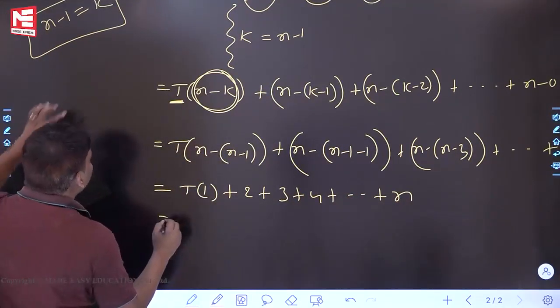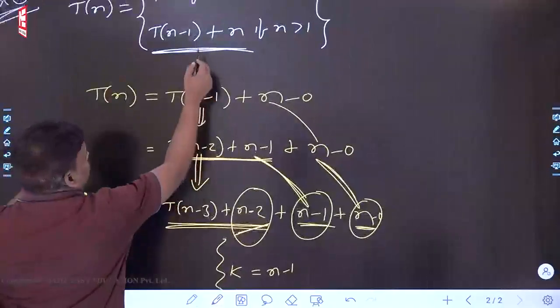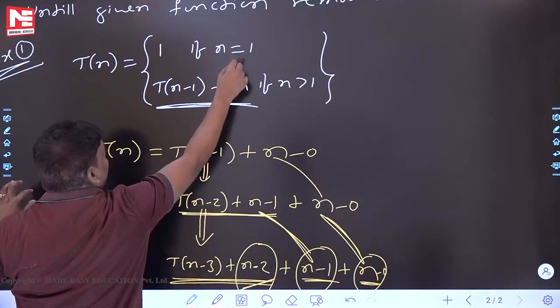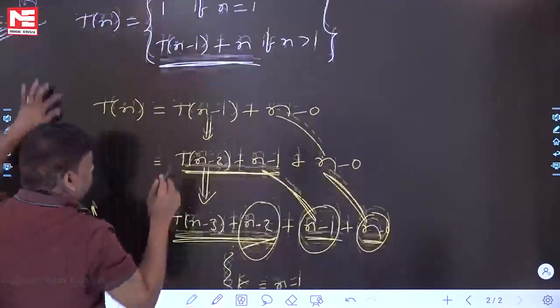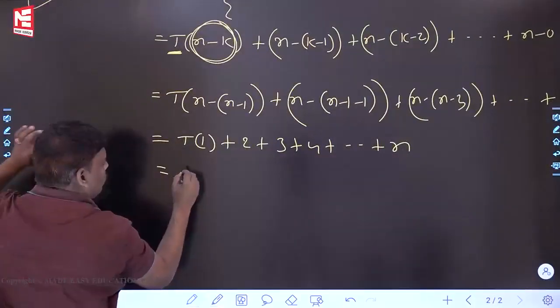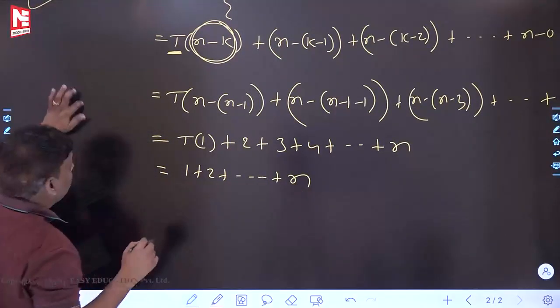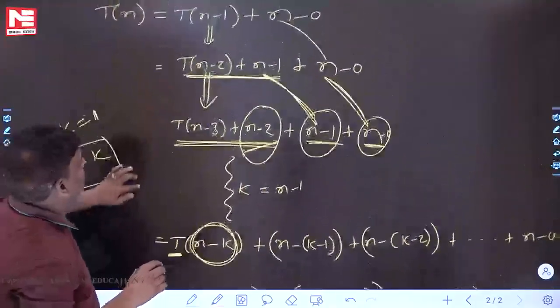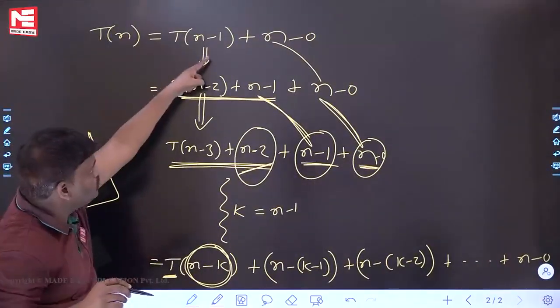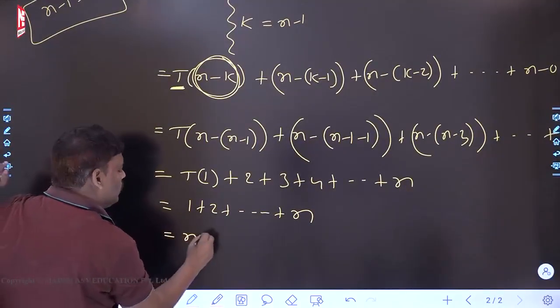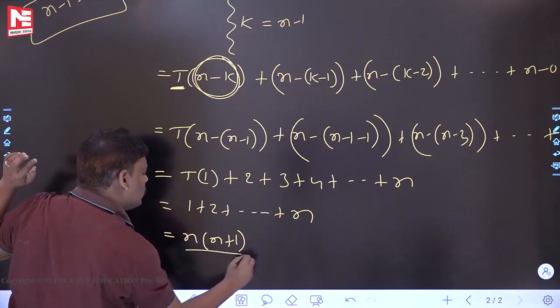Next one, what is the T1? See the termination condition. Tn is equal to 1 if n is equal to 1. If n is equal to 1, T1 is equal to 1. Right? Let me keep there. It is 1 plus 2 plus 3 and so on, n. Try to remember, this entire thing is Tn. If I solve this one, finally I got n into n plus 1 by 2, the sum of n natural numbers.